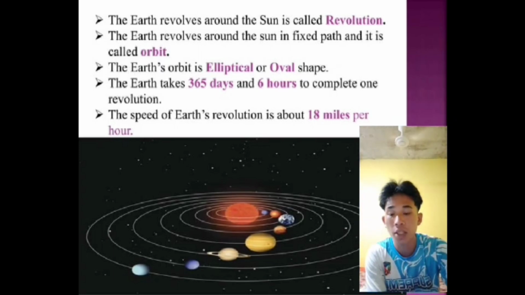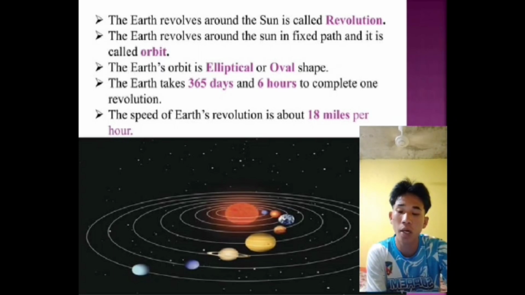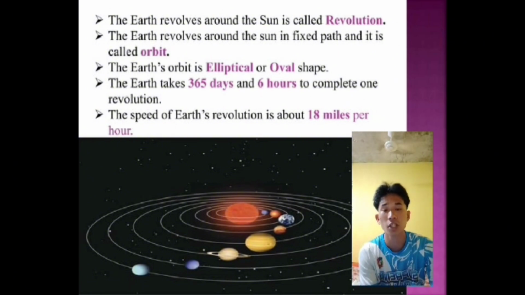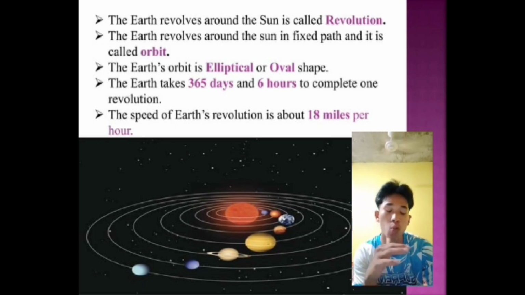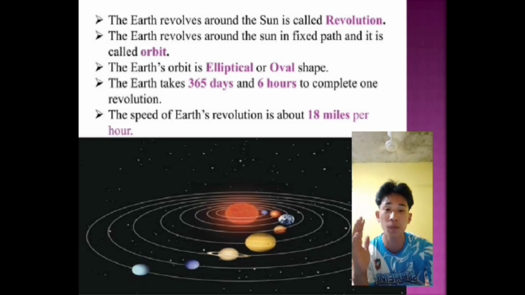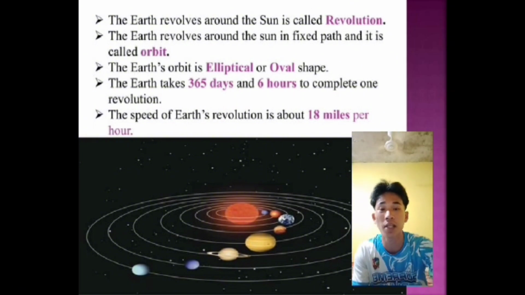The Earth takes 365 days and 6 hours to complete one revolution, and the speed of Earth's revolution is about 18 miles per second. Here is an interesting fact. The extra 6 hours accumulate over 4 years, and they are added as a day to the month of February every 4th year. So February, which usually has 28 days, has 29 days every 4th year. This is called a leap year and has 366 days.